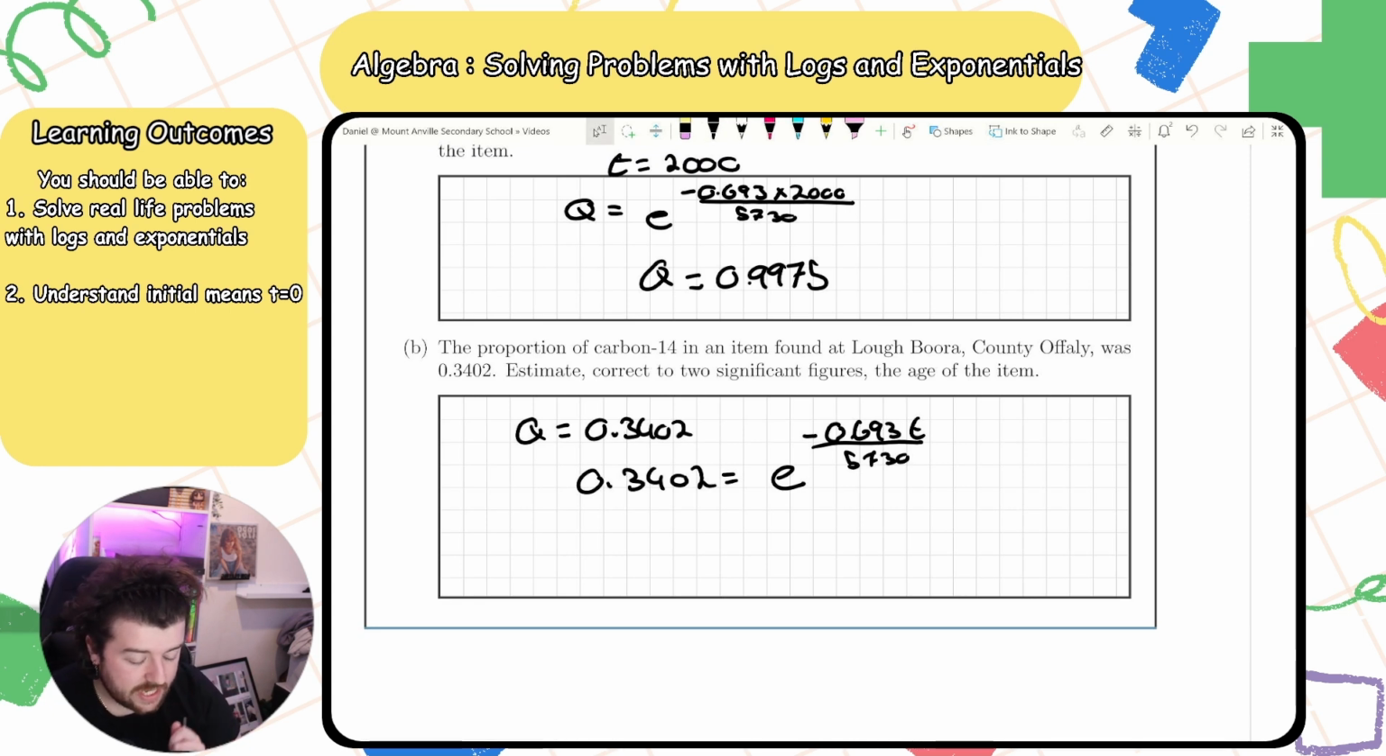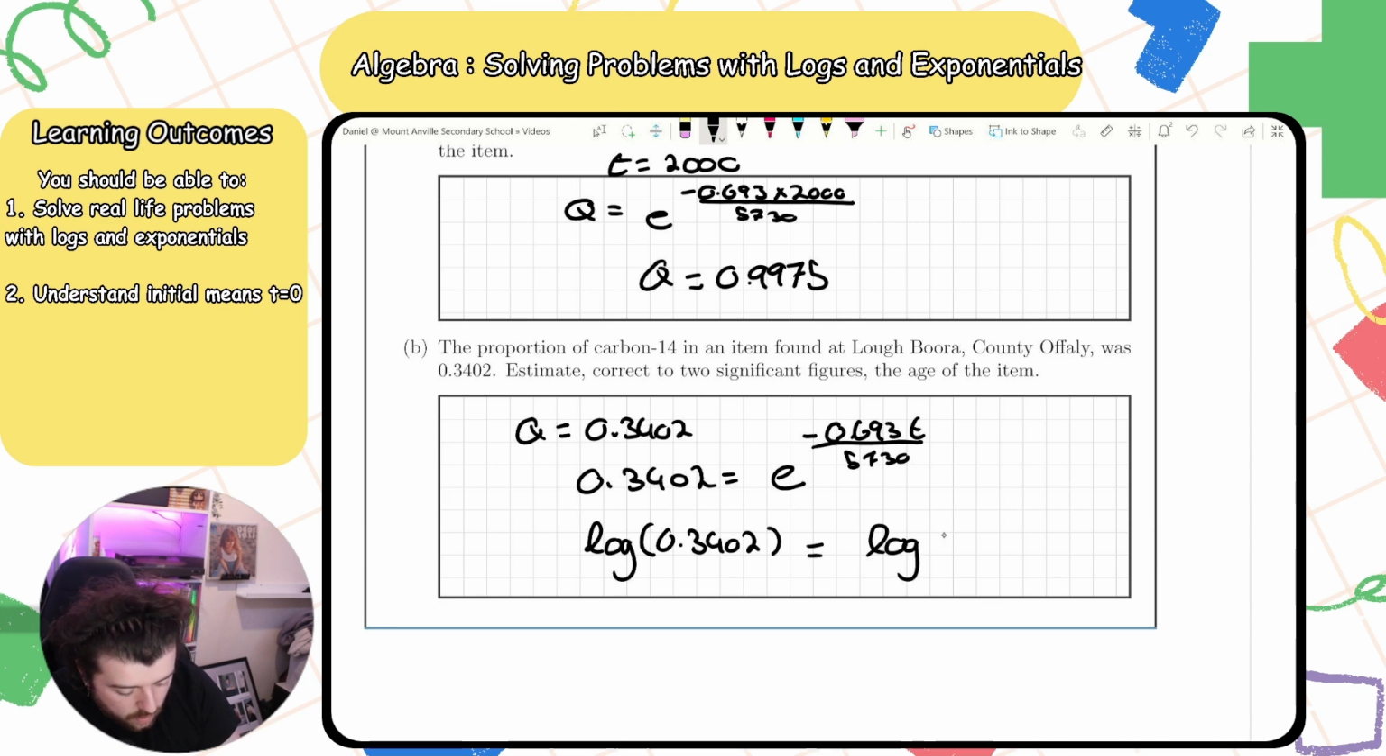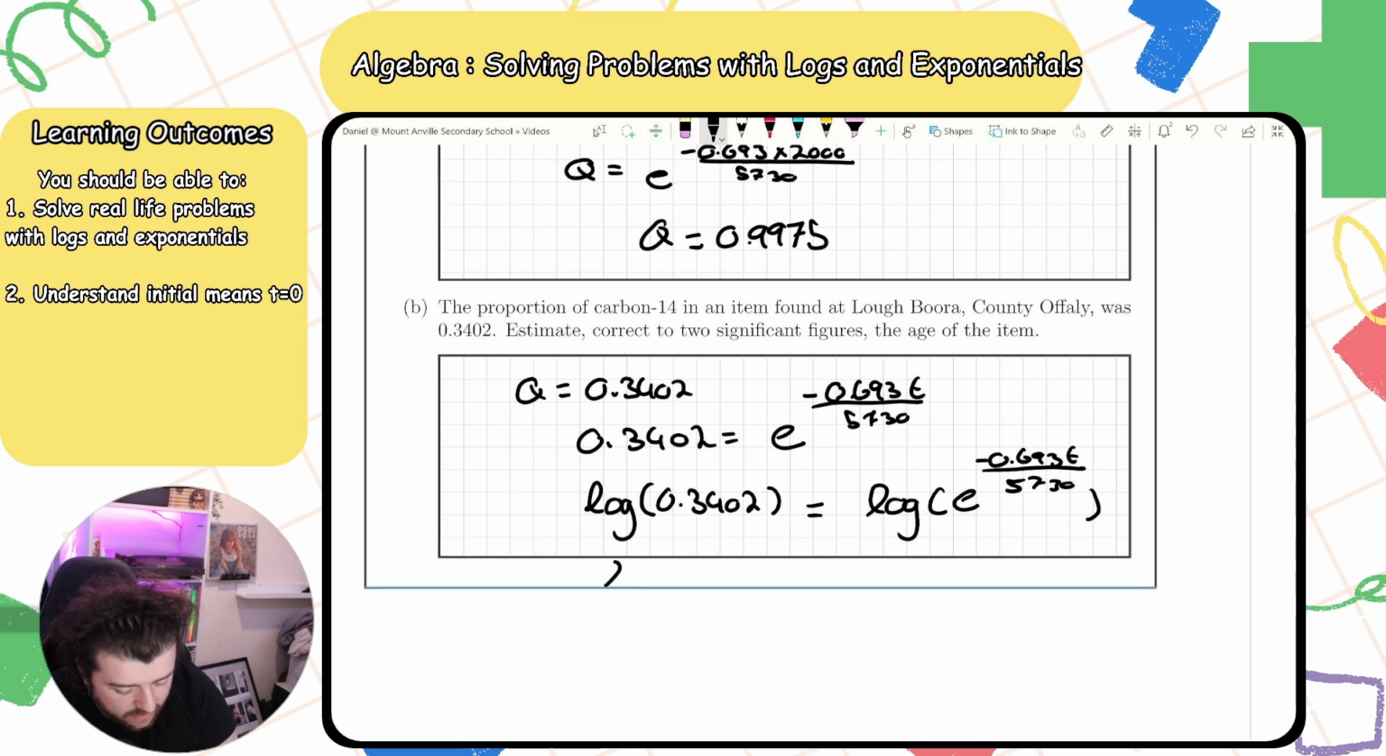I'm cautious, I haven't done it in this video. So remember, you can just convert to index form. There is no pressure, I suppose, to do it one certain way, so whatever way you find the easiest. So I have log 0.3402 equals minus 0.693t over 5,730 of log e.